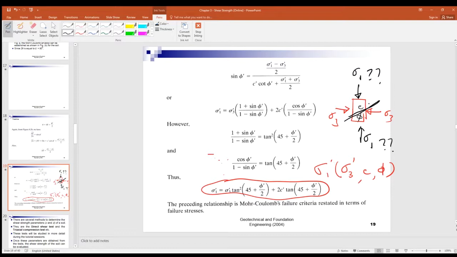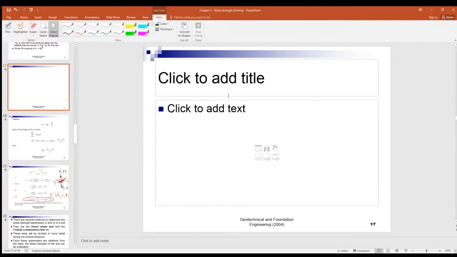Now everything is ready, right? We know sigma 3, C, and phi. Then how much will be the sigma 1, the maximum value that can make the soil fail? If we know sigma 1 is by how much, then we should know how high the building should be built for that given depth of soil. Now we can prove this equation.